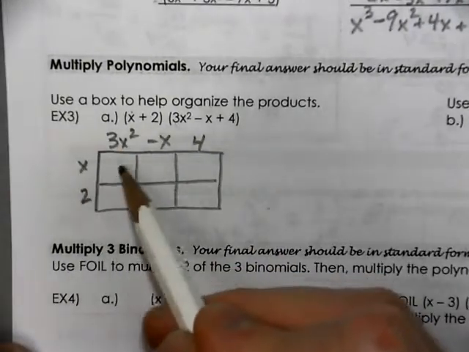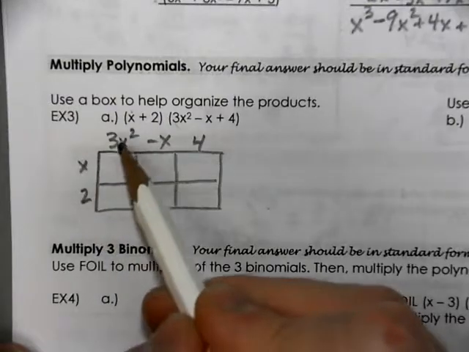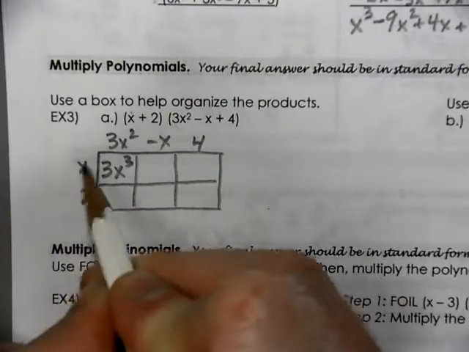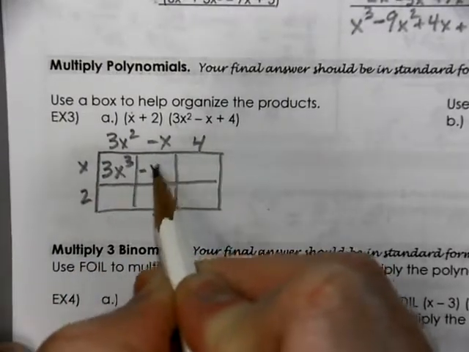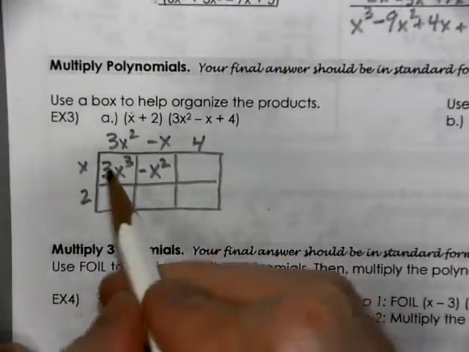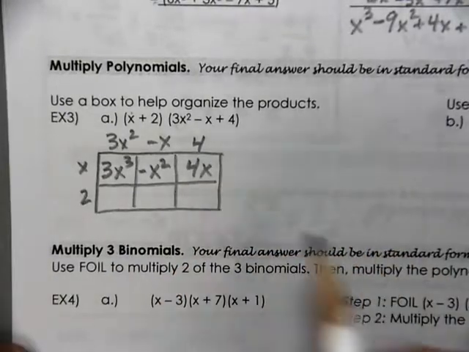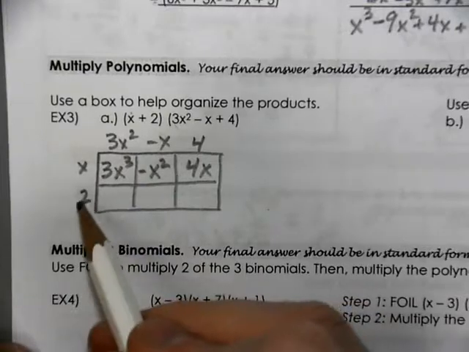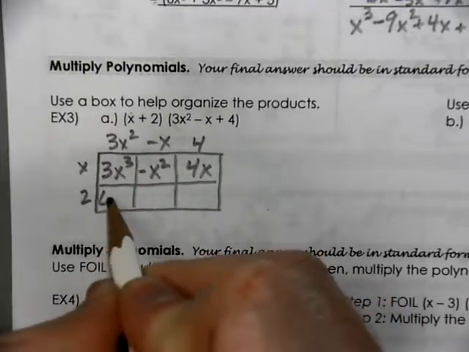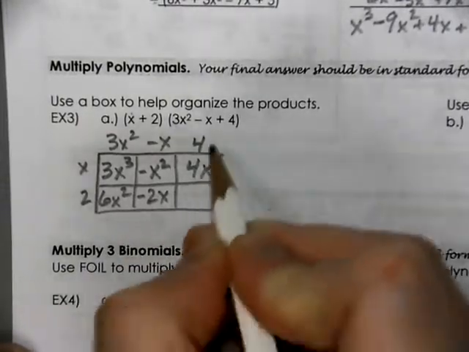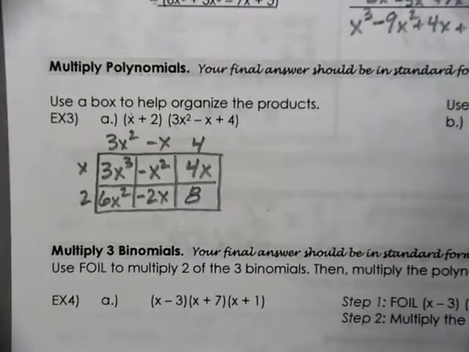So we start to put this together. We're going to multiply here. Multiply the x with the 3x squared to get 3x cubed. The x and the x, negative x squared. The x with the 4. So now we come down to the 2 and we do the same thing. The 2 and the x squared, negative 2x, positive 8.